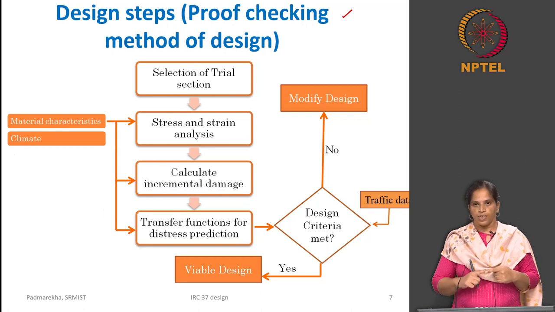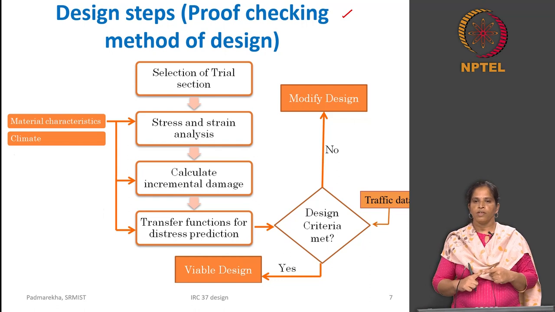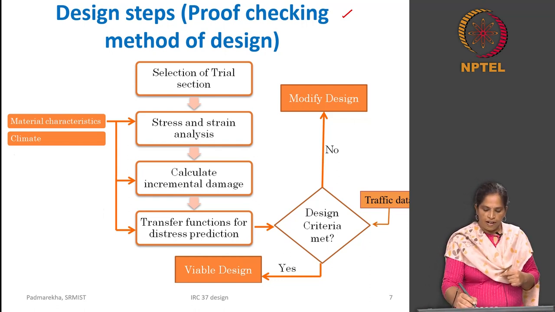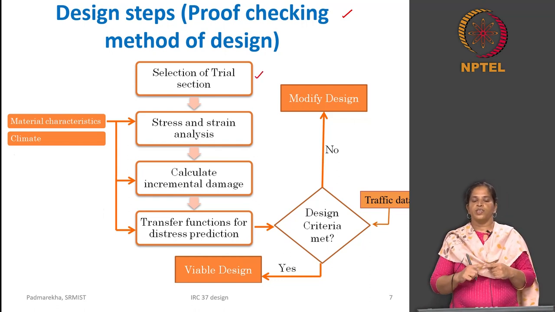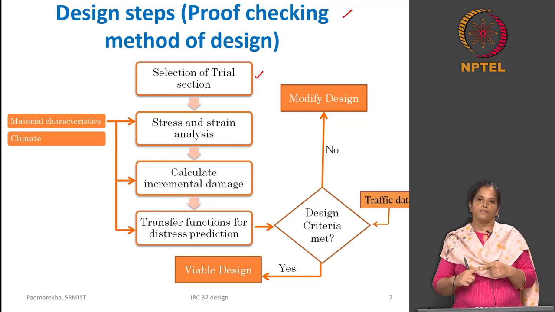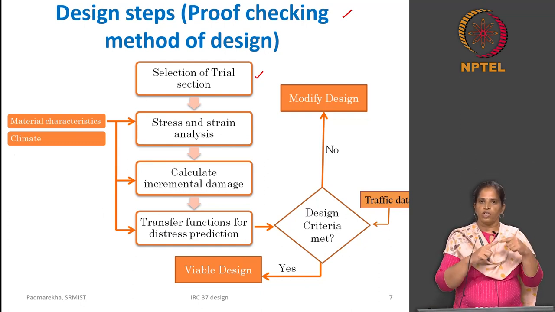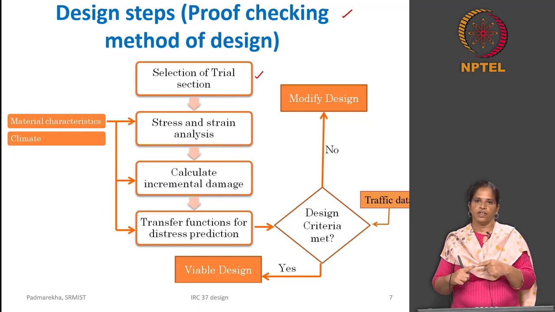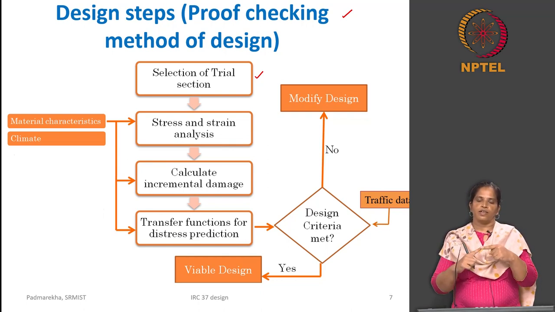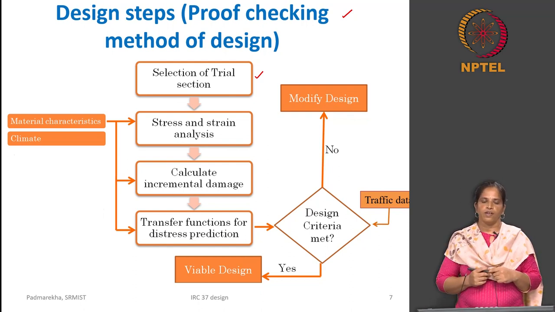We call this IRC method of design a proof checking method of design. This is because we select a trial section and check the design criteria for the specific trial section. If the design criteria are met, we say that the design is viable. Otherwise, we modify the trial section, redo all the computations and check whether the design criteria are met or not. This process is iterated many times till we meet the design criteria.